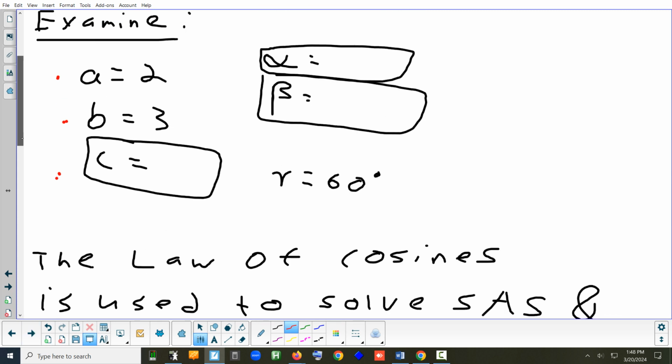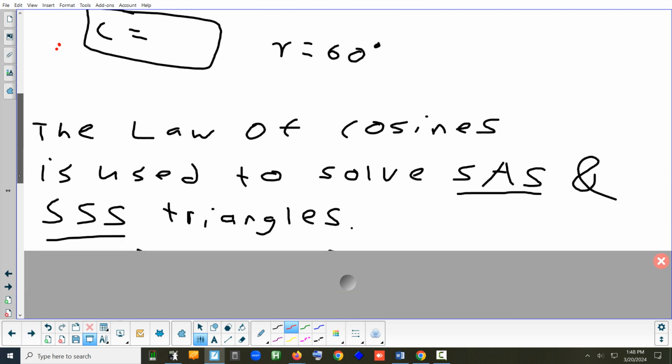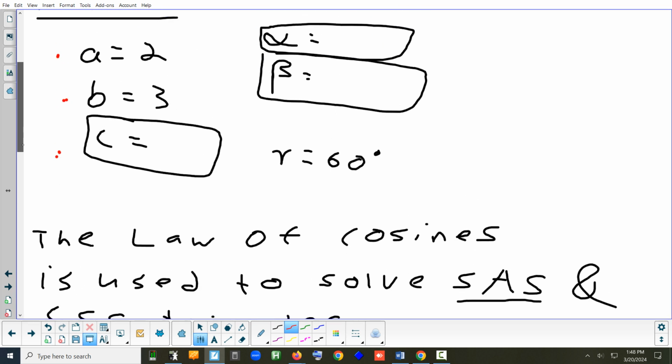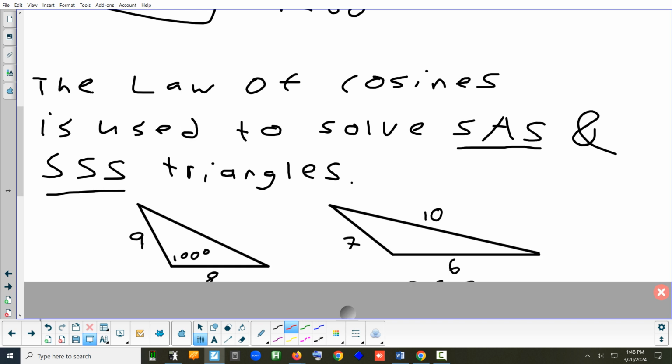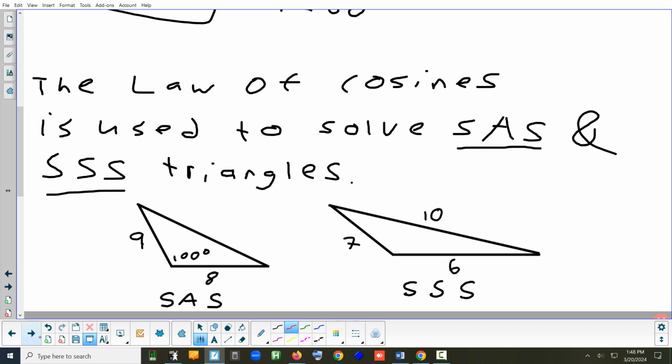This is an example of a side-angle-side problem. Whether you have side-angle-side or side-side-side, you don't have a full row in your table. So law of cosines can be used on these two types of problems. Sometimes when you start a problem with law of cosines, you can finish it with law of sines. I generally avoid doing that because of something that can happen. So if I start a problem with law of cosines, I'm going to finish it with law of cosines. Any questions on what the two types of triangles are that we're working with today?